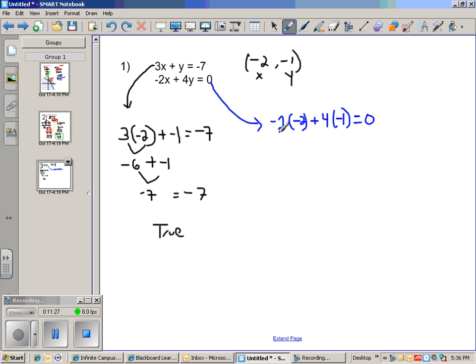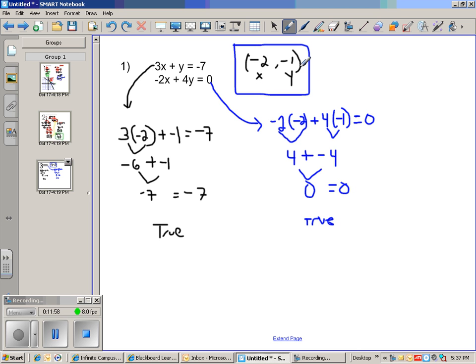So let's see. Negative 2 times negative 2. We'll multiply those to get 4. 4 times negative 1 is negative 4. And positive 4 plus negative 4 is 0. Well, 0 equals 0. Another true expression. Since that is a true expression, that means that our solution to the linear system is true. Negative 2, negative 1.